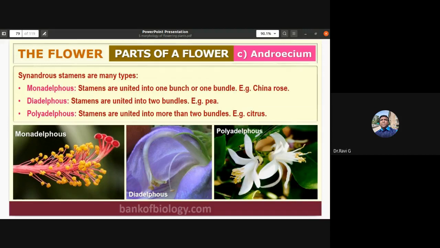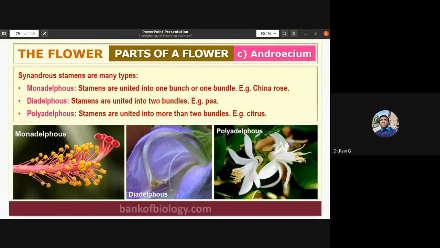See, all these stamens at the filament level, the base of the filament, are all fused to form a tube-like structure. We call it a staminal tube. Since they have all fused to form a single bundle, we call it monoadelphous.